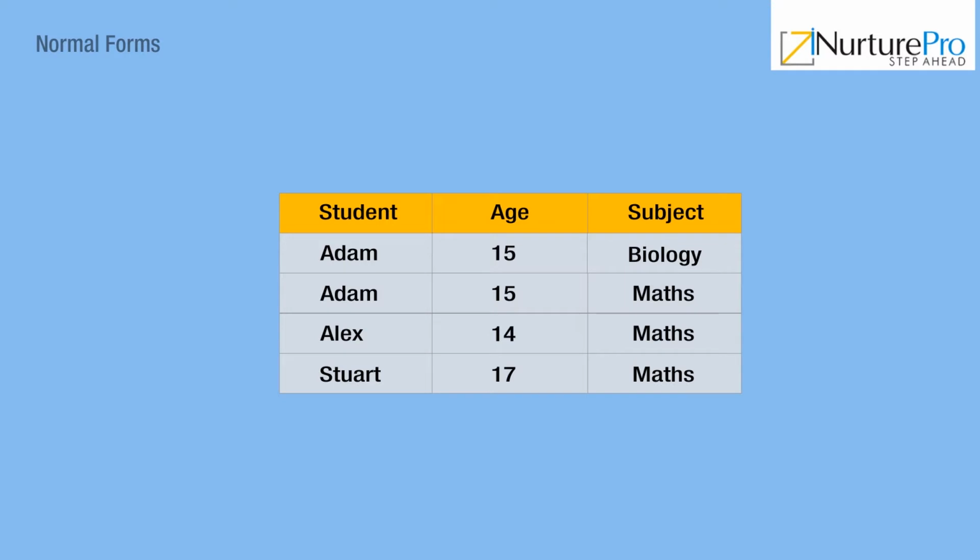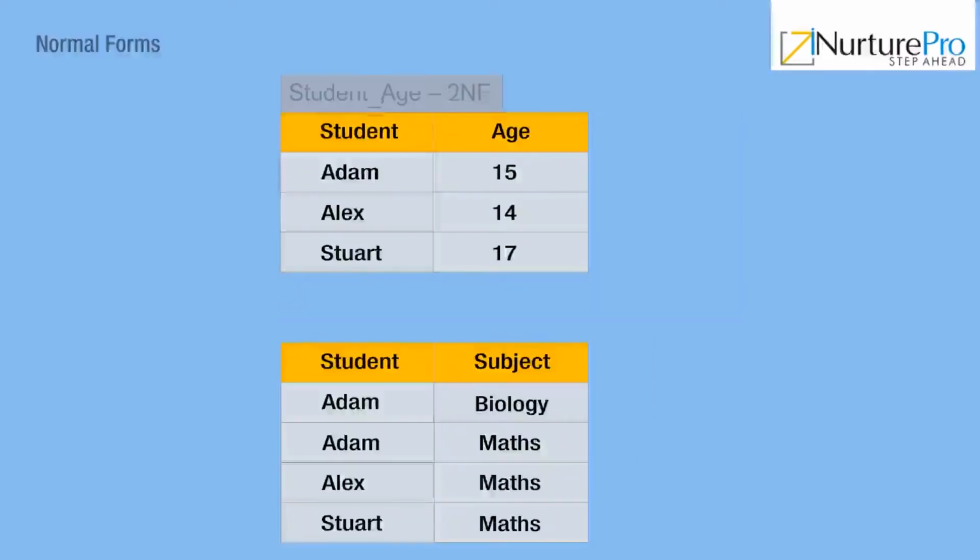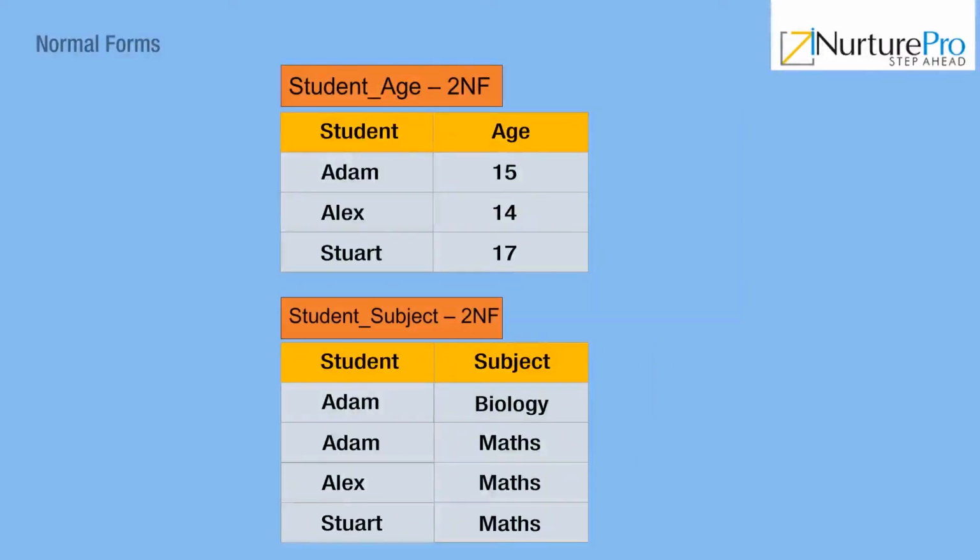In order to make this table comply with second normal form, we need to split the student table into 2 tables: student age table and student subject table. Now, if you look at the student age table, the column age is fully dependent on the primary key student. And if you look at the student subject table, the column subject is fully dependent on the primary key student. Hence, we can say that these 2 tables are in second normal form.